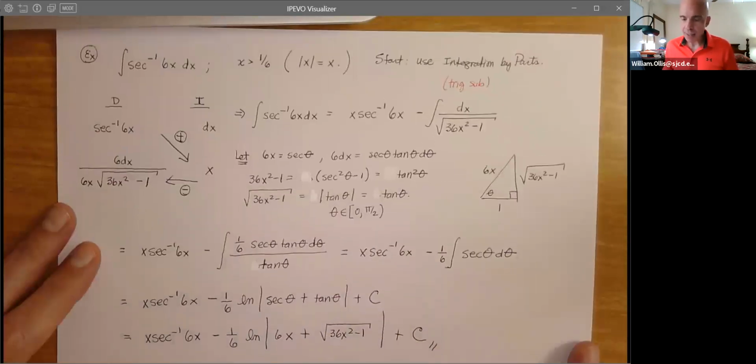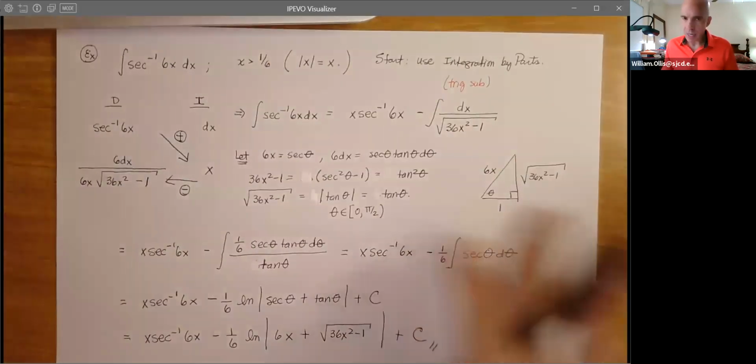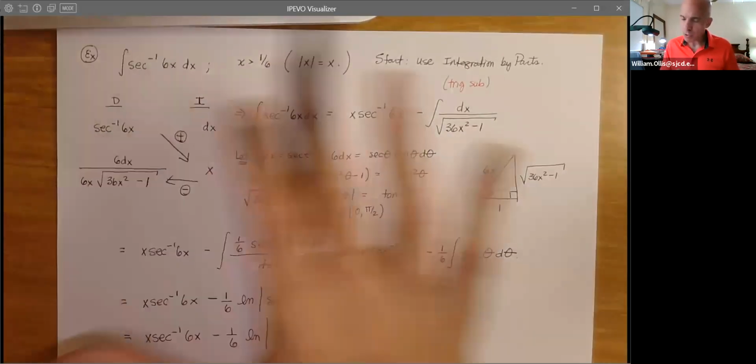So now, again, I want you to work through this problem. This is a nice WebAssign problem. I want you to master this technique.